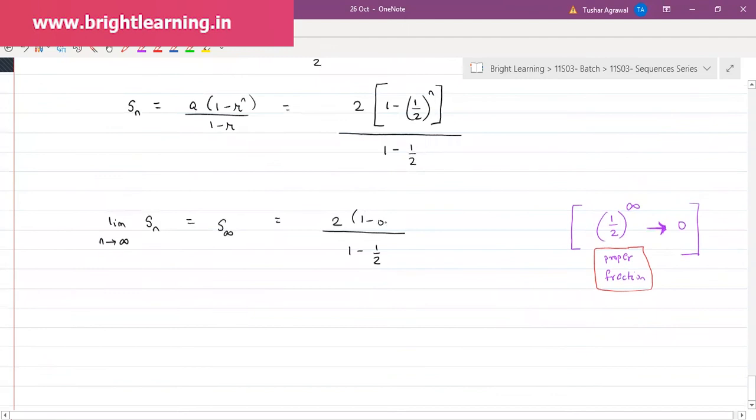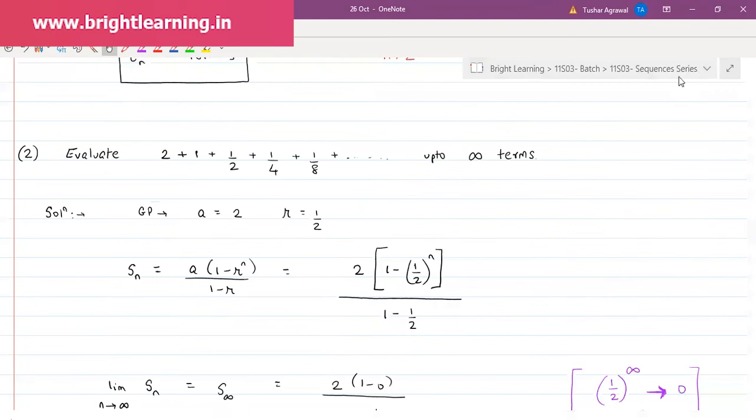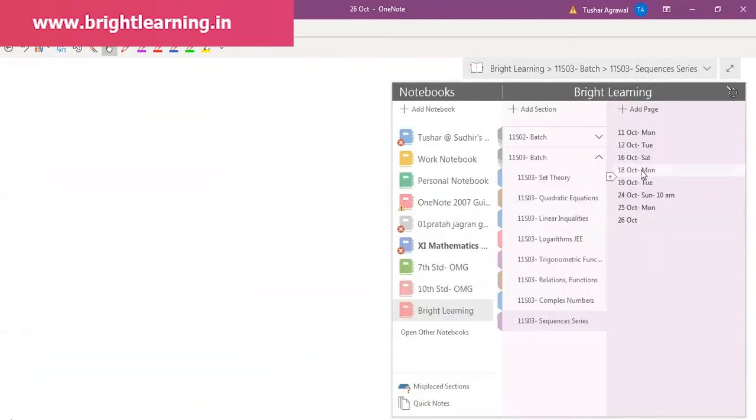1 minus 0 only. So this becomes 2 upon 1 minus half. So that is equal to 2 upon half, which is equal to 4. So this sum in geometric progression only we should have written.